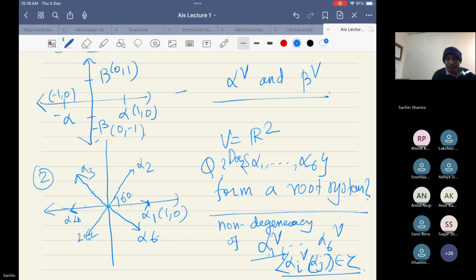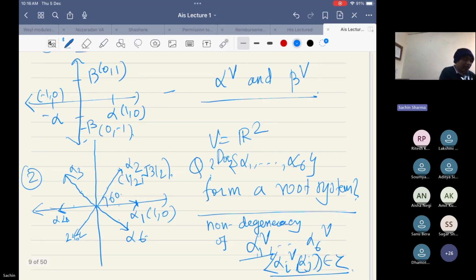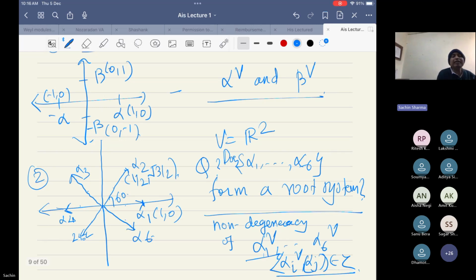So this is 1, 0. What will be this vector alpha 2? This is cos 60, sin 60. What is cos 60? 1 over 2. Sin 60 is root 3 by 2. Similarly here, just reflections of those, and you will see that these indeed satisfy these conditions, and this is known as the root system A2.